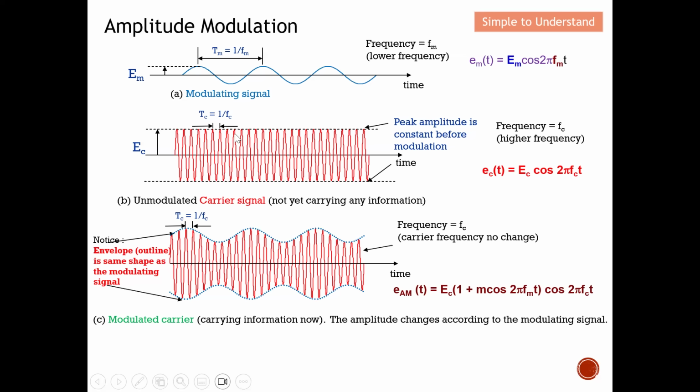Next, this is again for the carrier signal. Like I mentioned earlier on, the carrier signal typically has a higher frequency as compared to the modulating signal. In fact, much higher frequency. How you express the carrier signal will be the same as how you express the modulating signal. You can see that this will be the V peak of the carrier.